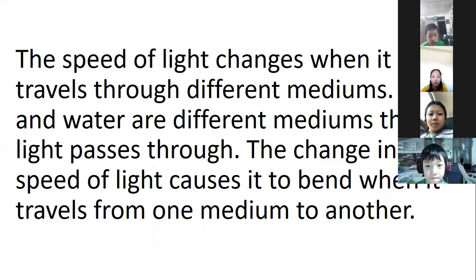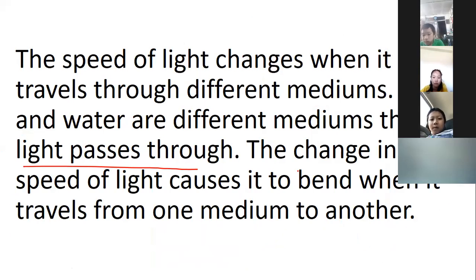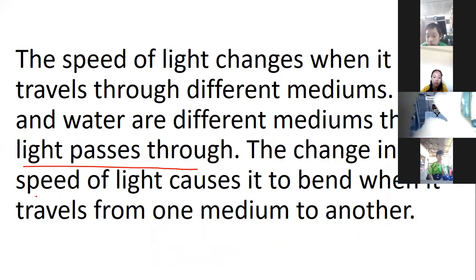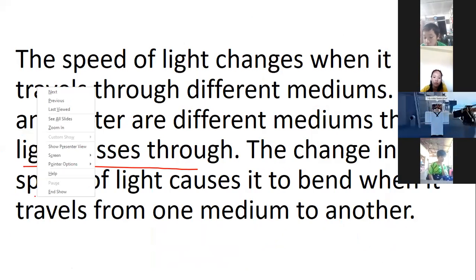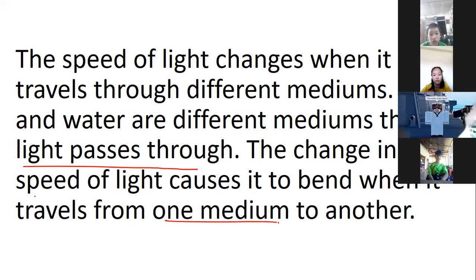Now, the speed of light changes when it travels through different mediums. Air and water are different mediums that the light passes through. The change in the speed of light causes it to bend when it travels from one medium to another. So we need three mediums here.